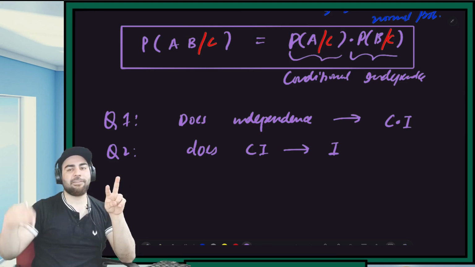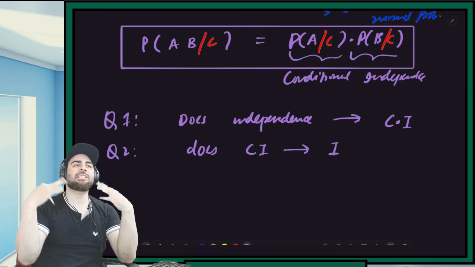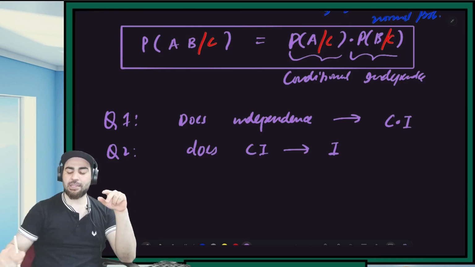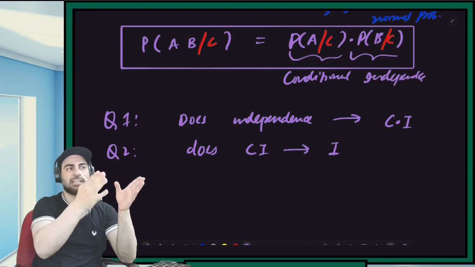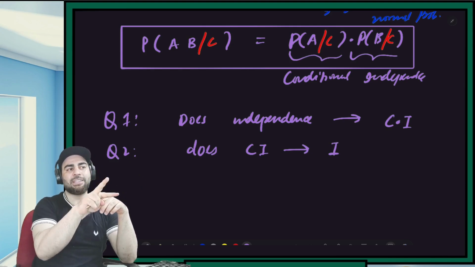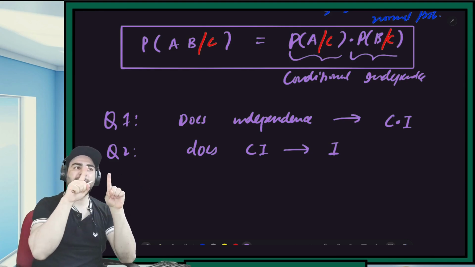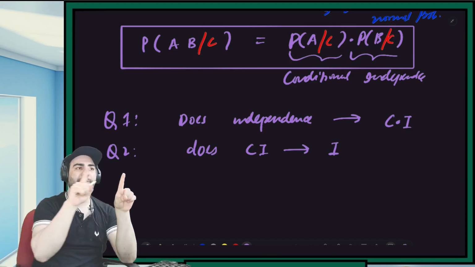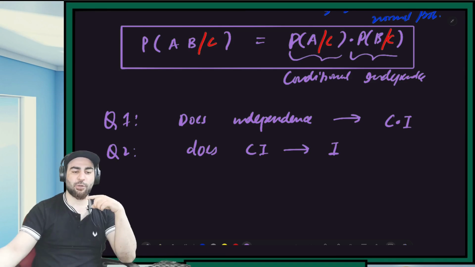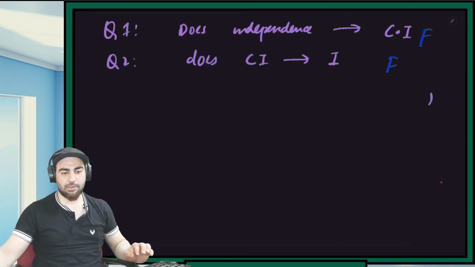For the first question, I am saying if two events are independent, does it mean that if I am conditioning on a third event, they will always be independent? And the second question is, if events A and B are independent when conditioned on C, can I assume that these events will still be independent even if I remove that condition? So what do you think the answer to these questions is, intuitively, if you have understood independence? These are the two questions.